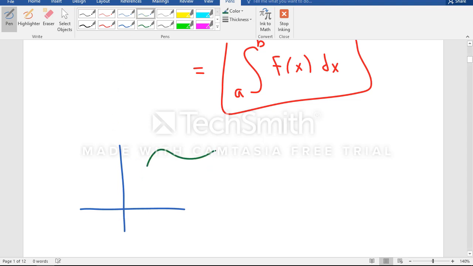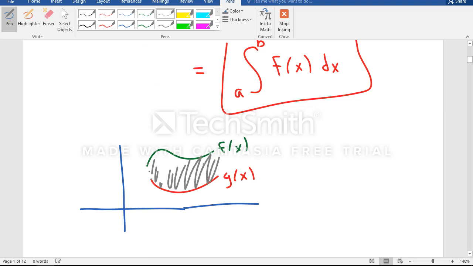Here's an upper curve, let's call this f of x, and then here's a lower curve, let's use red. All right, let's say here's a function g of x, and we want to find the area between those curves. So in other words, we're finding, let me use this color here, I think that's gray, the area between those curves.